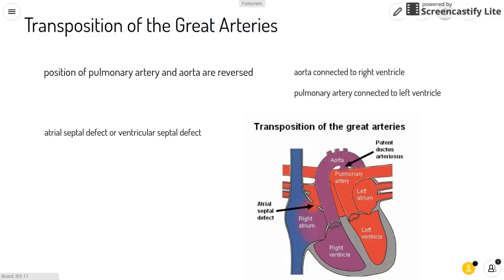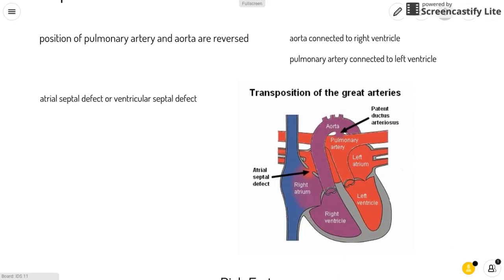Another type of cyanotic defect is the transposition of the great arteries. This is when the position of the pulmonary artery and the aorta are reversed. So you can see in the picture that the aorta is supposed to be connected to the left ventricle, but instead it's connected to the right ventricle. And the pulmonary artery, which is supposed to be connected to the right ventricle, is connected to the left ventricle.